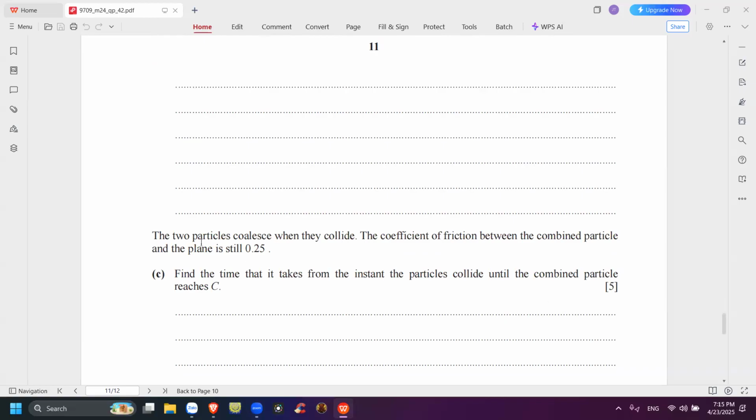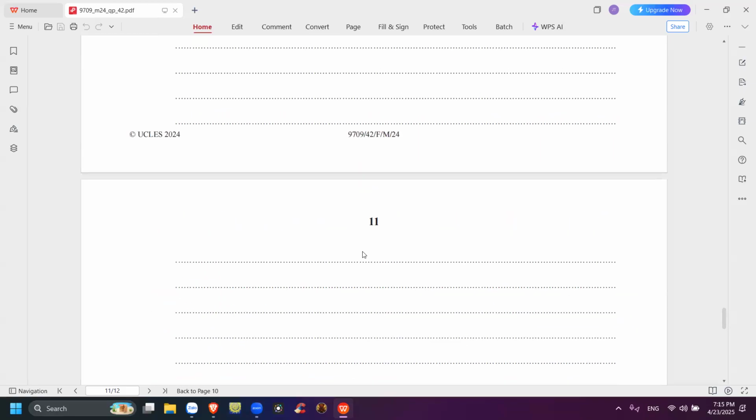The two particles coalesce when they collide. Thì đương nhiên hai vật thể này nó sẽ hợp lại làm một khi chúng đụng nhau. The coefficient of friction between the combined particle and the plane is still 0.25. You have to find the time it takes from the instant the particles collide until the combined particle reaches C. Mình phải tìm cái thời gian mà nó tốn từ cái thời điểm mà cái particle này đụng nhau cho đến khi mà hai cái này cộng lại nó đạt được điểm C.